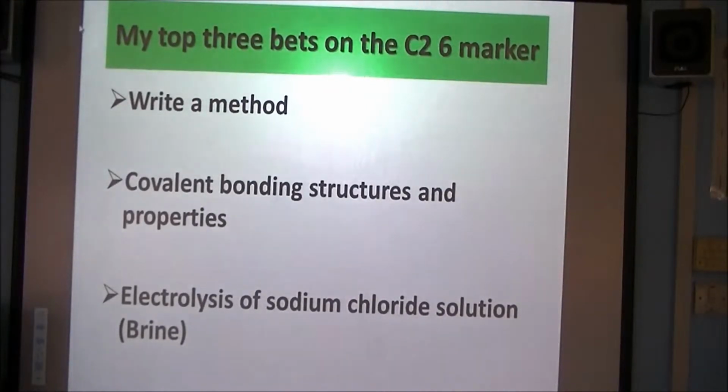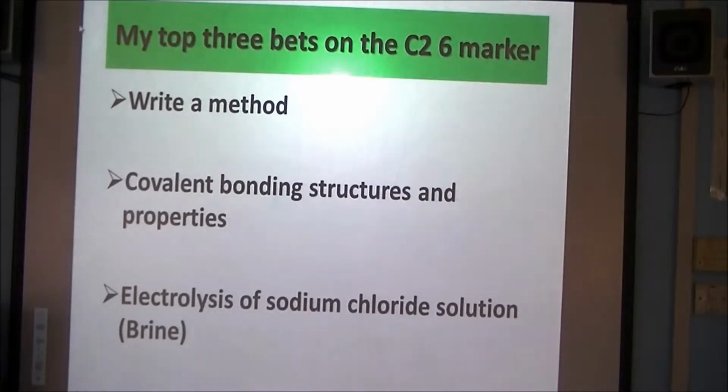It could be looking at covalent bonding, structures and properties. There haven't been any longer questions on this for a little while. This is things like your graphite, your diamond structure, maybe simple covalent structures like your water molecules, oxygen, that kind of thing. But also remembering that silicon dioxide has a really similar structure to diamond, and the exam board do expect you to know that.